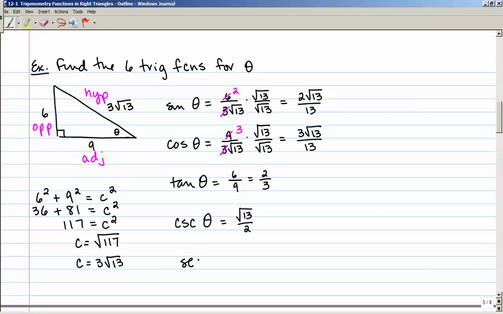Secant of theta is just cosine flipped. So let's go back to what we had here. That's going to be the square root of 13 over 3. And cotangent of theta is just tangent flipped, or 3 over 2.